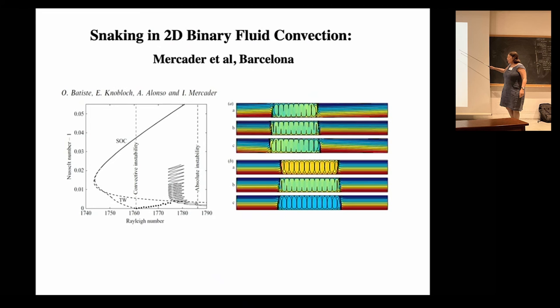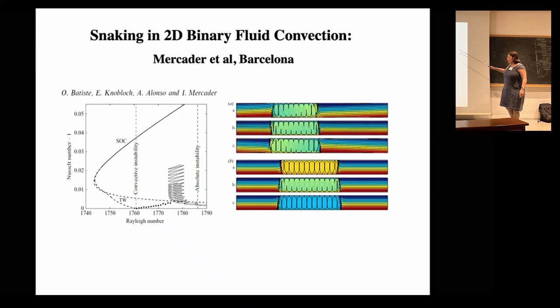Oh, so this is snaking. How many people have heard of snaking? Yeah, so this is Edgar Knobloch. He says he didn't discover it. It was Alan Champneys who discovered it. But the first fluid dynamical discoveries of snaking were done by this method, by the group of Mercader and the group of Bergeon.